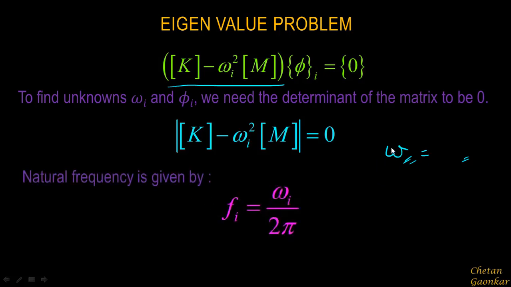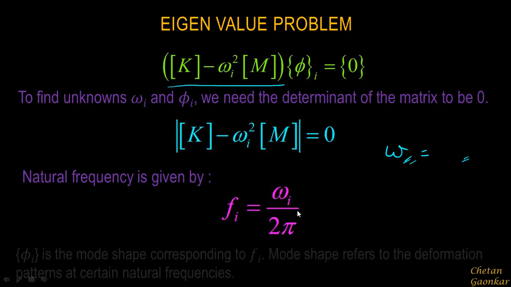Let me again remind you, this omega is the angular natural frequency, but if you want to find the natural frequency of the system, we just need to divide that omega by 2 pi. You all must have come across this: f equals omega by 2 pi.